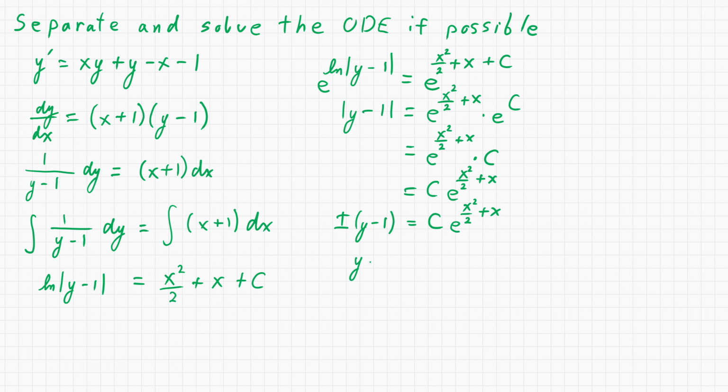So we're just going to have y minus 1 equals plus or minus c e to the x squared over 2 plus x. And then that plus minus, we're just going to absorb into the constant, because all we care about at the end is that we have a constant. We don't care about all these steps in between. So e to the x squared over 2 plus x. Then the very last thing is we're just going to add 1. So we get y of x equals c e to the x squared over 2 plus x plus 1.